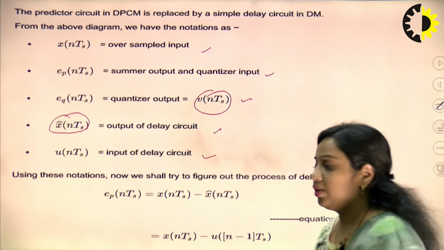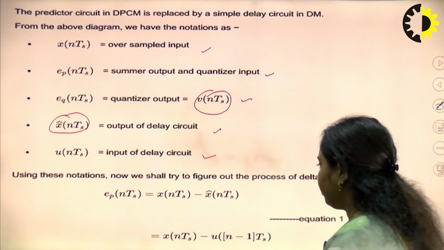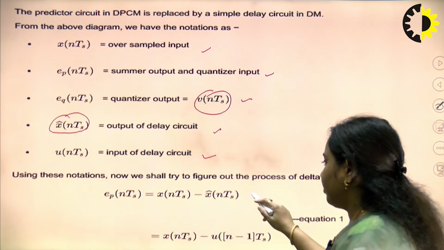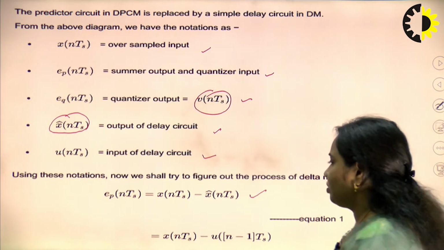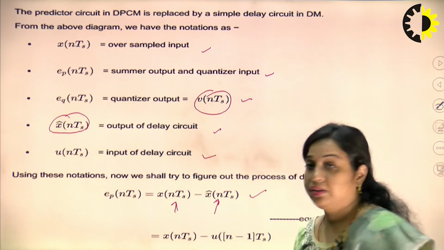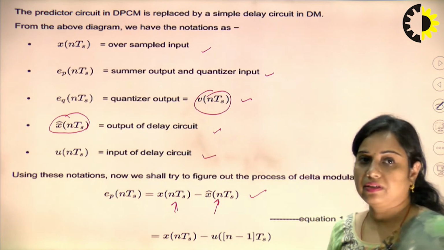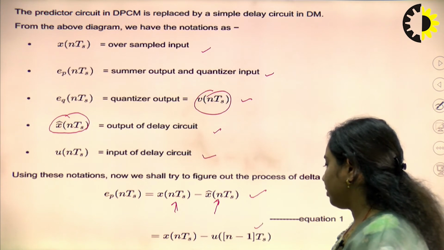So, using these notations, now we can figure out the process of modulation. These are some of the equations related to the diagram that we have seen in the earlier slide. The first equation is related to the error: e_p(nTs) equals x(nTs), the input signal, minus the predicted value, X cap(nTs). So, this is equation number 1.